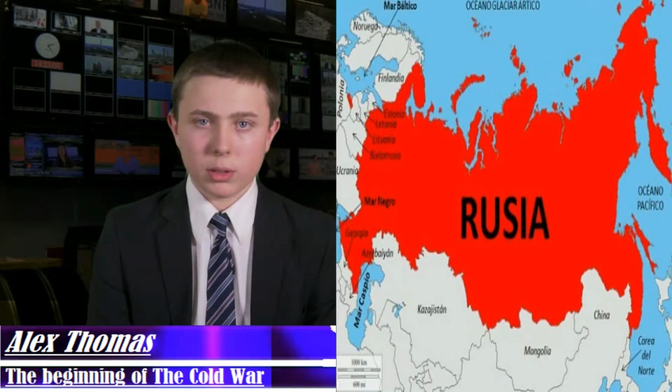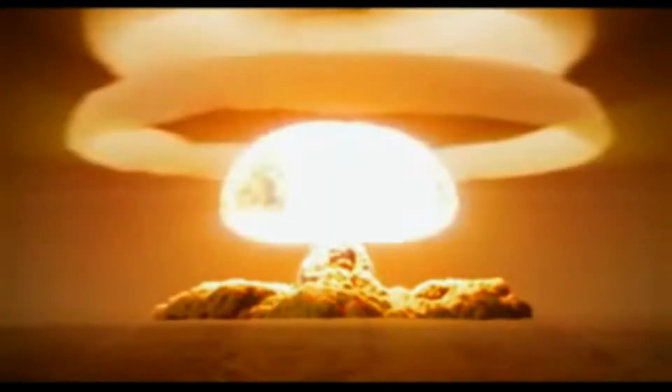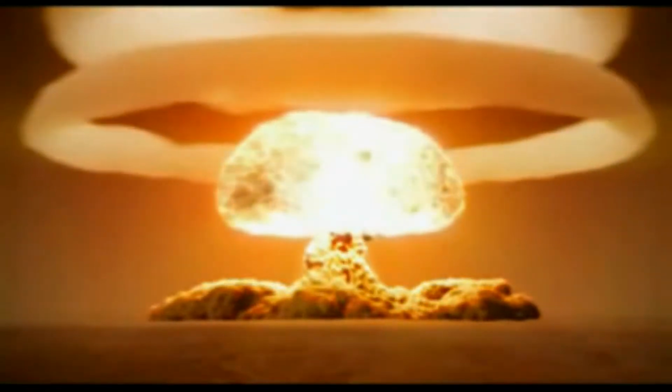The USSR was formed in 1922 after the Russian Revolution. It started with just 4 countries: Russia, Belarus, the Ukraine, and the Transcaucasian Federation. The Cold War was cold because there was no actual fighting, because any fighting would have led to nuclear war or World War III, which both sides agreed would result in their mutual destruction.